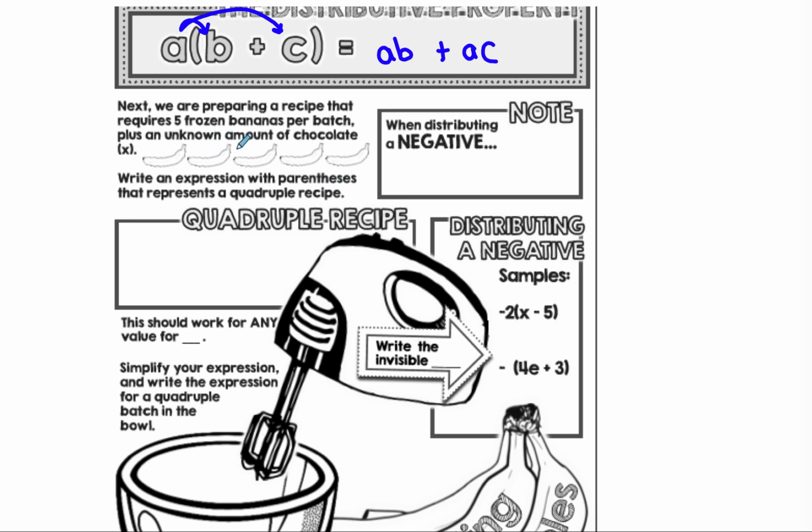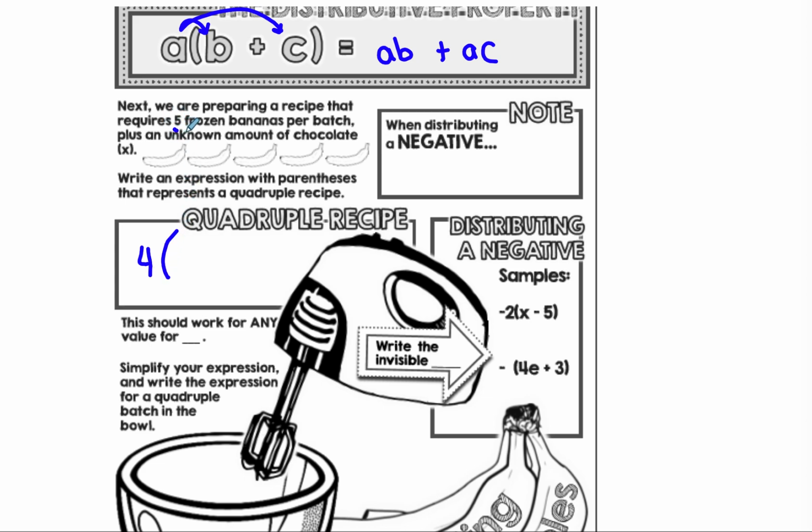All right, it says next we are preparing a recipe that requires 5 frozen bananas per batch, plus an unknown amount of chocolate. We're going to call it X. Write an expression with parentheses that represents quadruple recipe. Quadruple recipe means 4 batches.